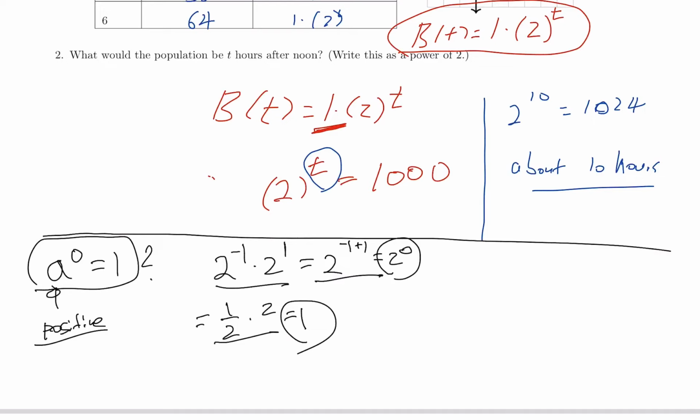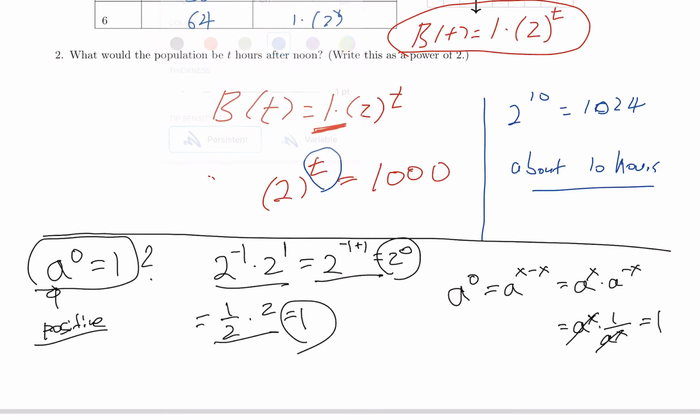So this is why we can think of a to the 0 as a to the x times a to the negative x, which is the same as a to the x times 1 over a to the x. A to the x, a to the x cancels out. We have 1. So this is why anything to the 0 power is 1, but 0 to the 0 power is undefined. It does not exist.